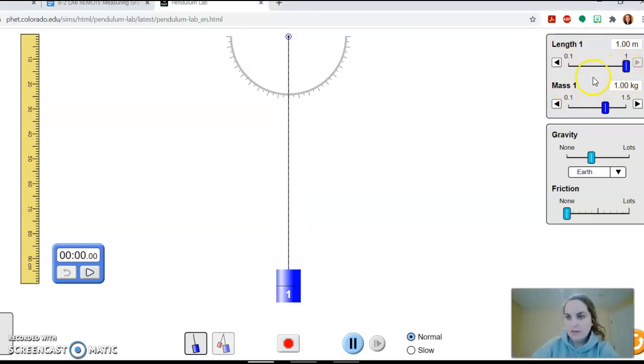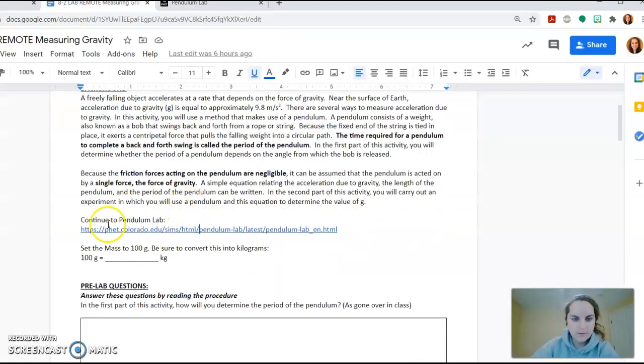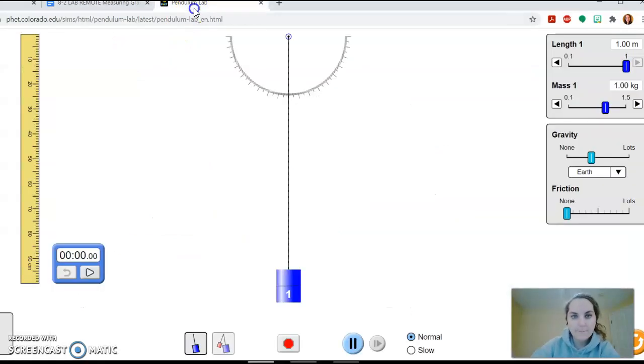Okay, and now let's look at the mass. So the mass is going to be told to us in the lab. So set the mass to 100 grams. Now you need to convert that to kilograms. Okay, so convert that to kilograms right now. All right, so you should have gotten 0.1 kilograms. So go back to your lab. Go ahead and move that to 0.1. That is going to be the mass for your entire lab.